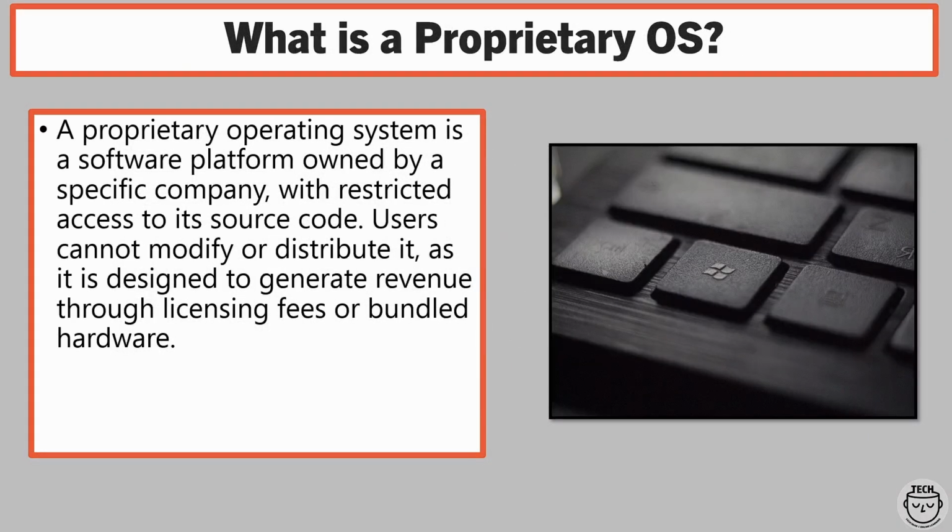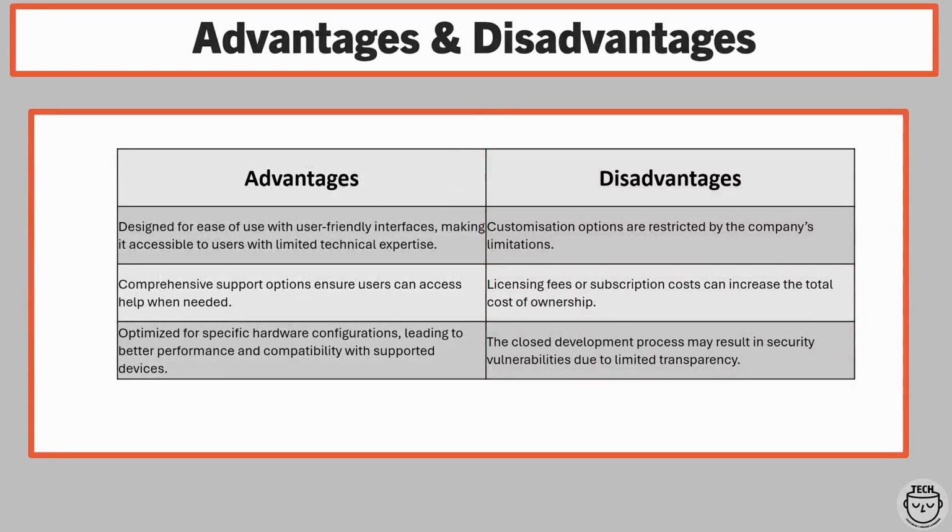So what is proprietary? That is where it is paid for, you can't see the source code, and it's owned by a company such as Apple, such as Microsoft. Advantages, they're usually easy to use because they're made for lots of people, there's lots of money put into them, lots of support, so they're usually quite user friendly.